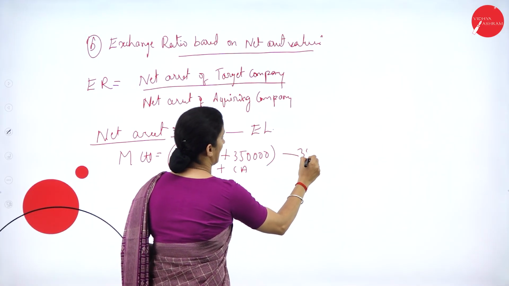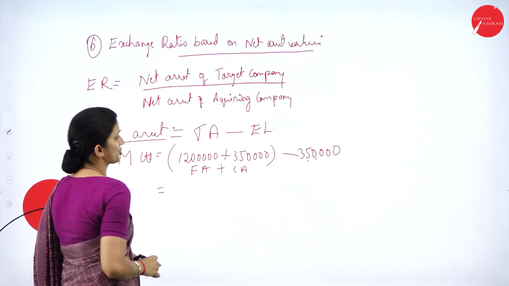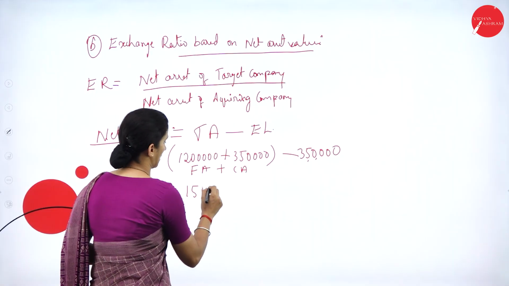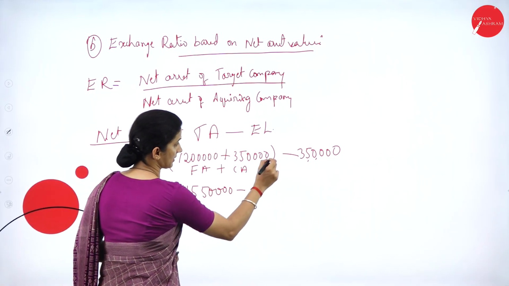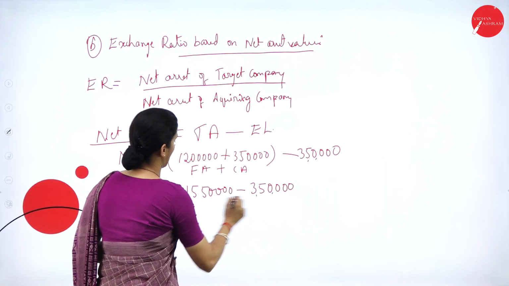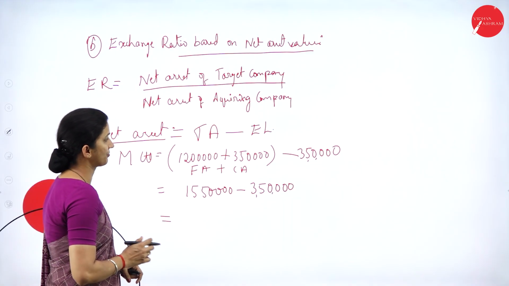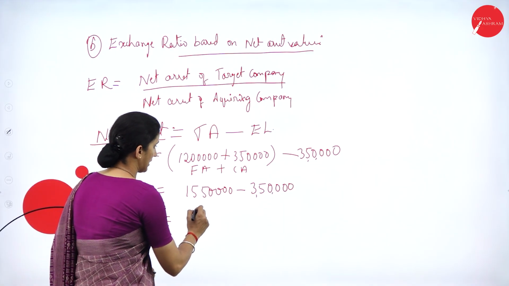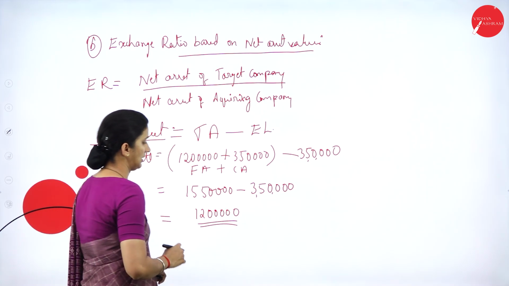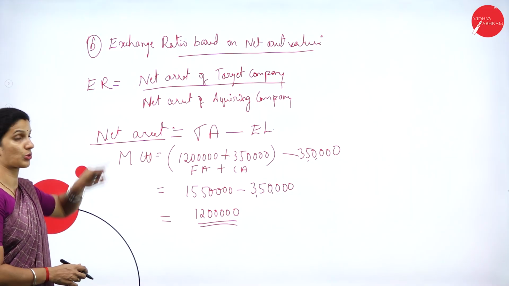So here 3,50,000 is the external liabilities. That means 12 lakh plus 3,50,000 is 15,50,000, minus 3,50,000, the external liabilities. Therefore 15,50,000 minus 3,50,000, so your net asset of M Limited is 12 lakh. Now we have the net asset of M Limited, which is the acquiring company.